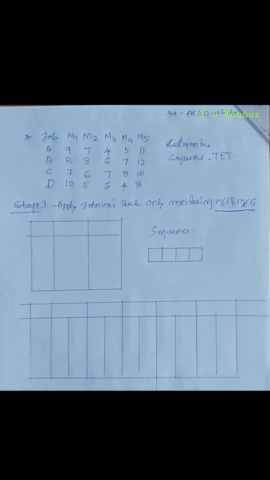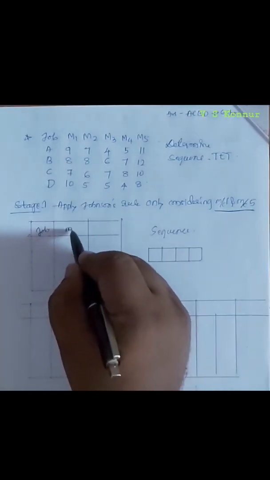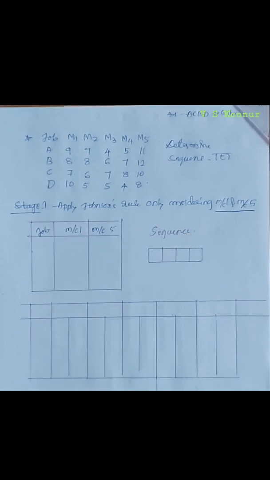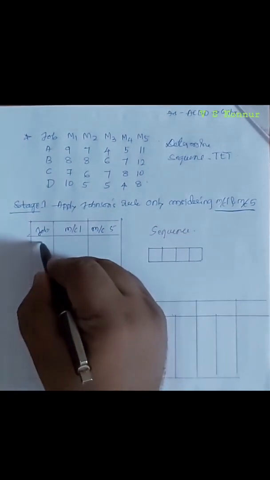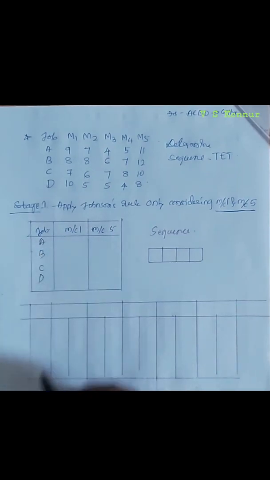Five machines are given. For this method, only M1 and M5 you have to take at the beginning. Considering machine 1 and machine 5, by considering these 2 machines, we have to form the table and the sequence. A, B, C, D, 4 jobs are there.